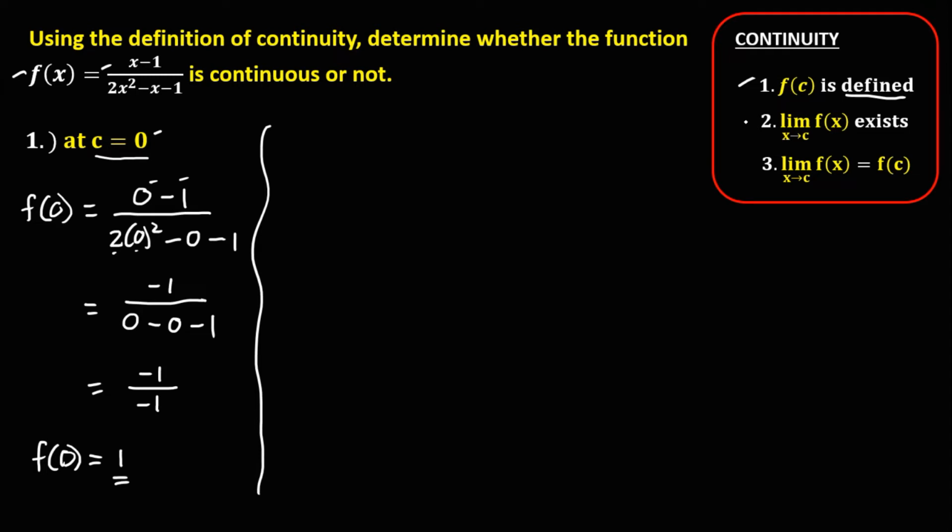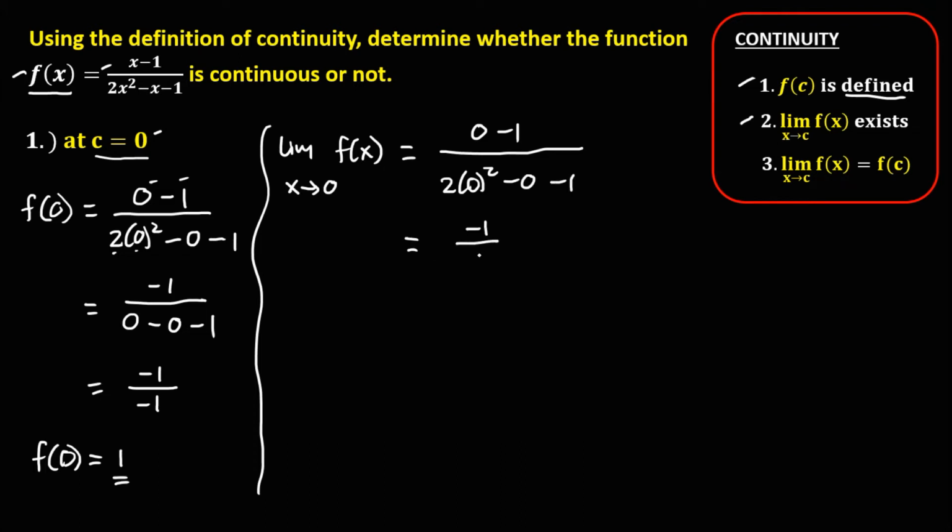Then, for the second condition, that the limit of f of x as x approaches c exists, we have the limit of f of x as x approaches 0 because c is equal to 0. From this function f of x, we have 0 minus 1 over 2 times 0 squared minus 0 minus 1. So we have negative 1 over negative 1. So the limit of f of x as x approaches 0 is also equal to positive 1.